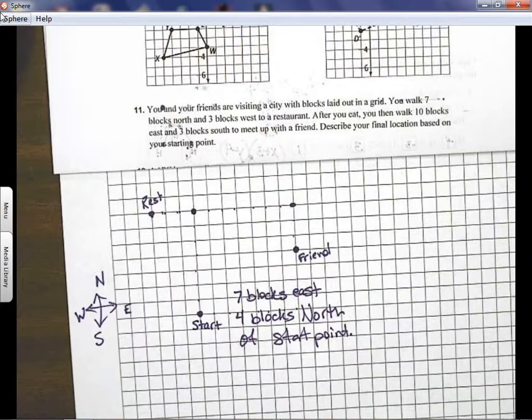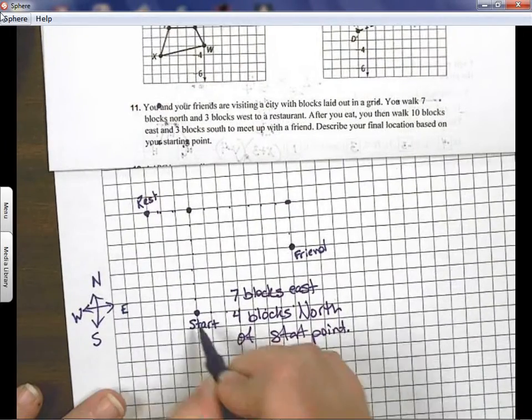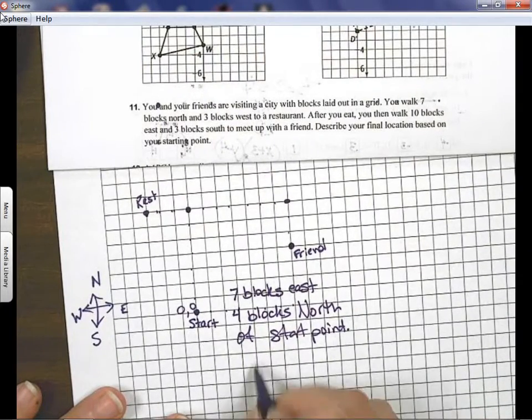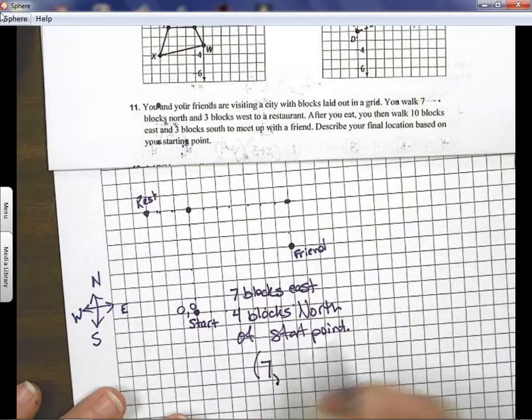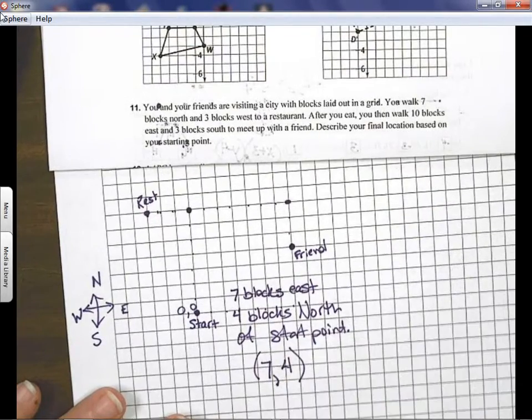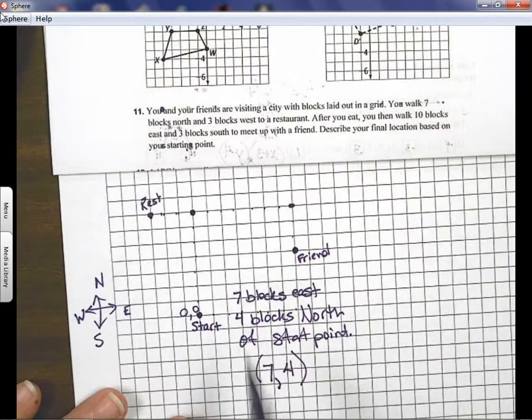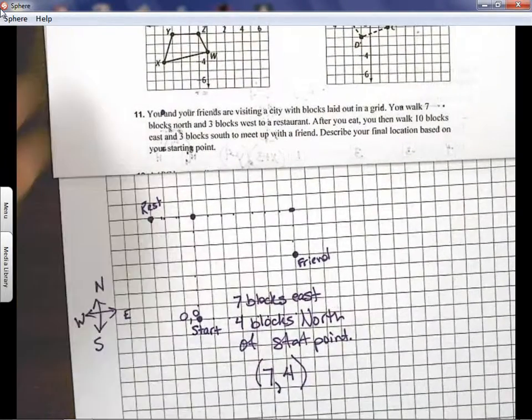If I wanted this, say this is my origin, 0, 0, what would that be then? My x value is 7 and my y value is 4. If this is the origin. If it's not the origin, this will suffice. Okay? Hopefully that makes a little bit of sense to you.